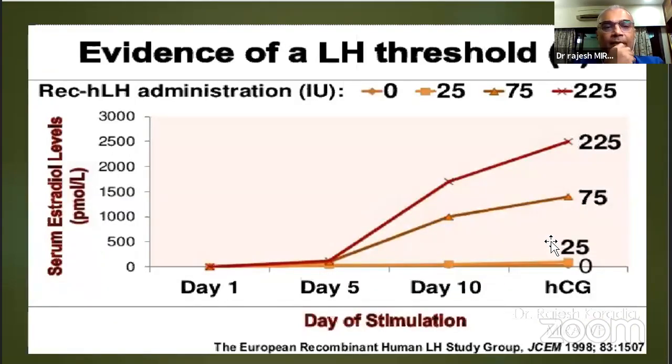So this diagram shows the study of the effect of LH activity on E2 level, with lower LH. See, this is 25 units added, this is 75 units of LH added, and this is 225 units of LH needed in hypo. With the 25, there is almost no difference or minimal rise of estradiol. With the 75, after 5 days of stimulation, the estradiol starts rising to this level, and when LH activity was increased to 225, a further higher level of serum estradiol was achieved. That itself suggests a vital role of LH in estrogen biosynthesis.